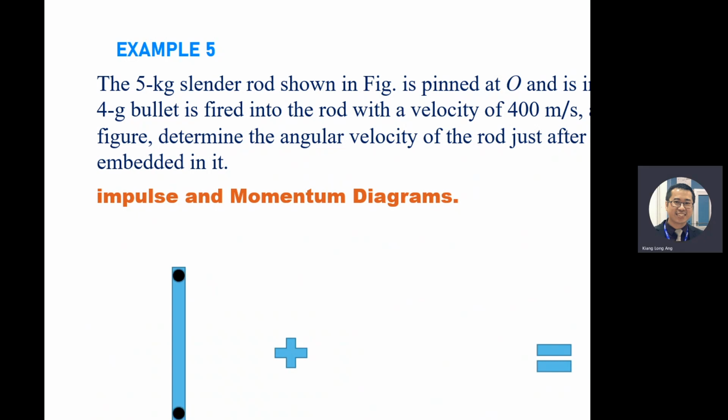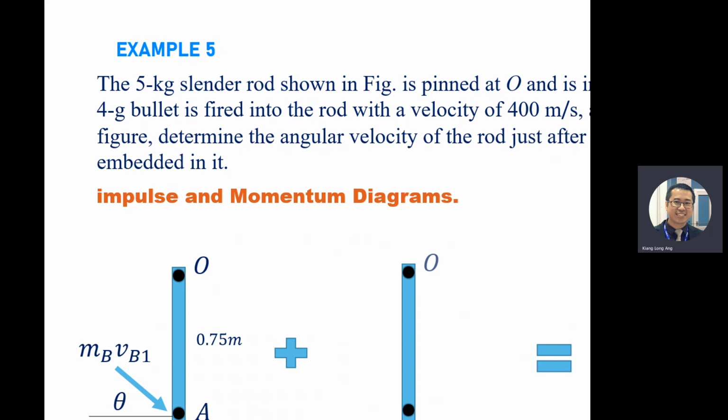Okay. So you draw the impulse and momentum. So rod A, rod O, there's a bullet velocity coming in, right? So momentum mv. So that's why you only see mass and velocity and no other forces.